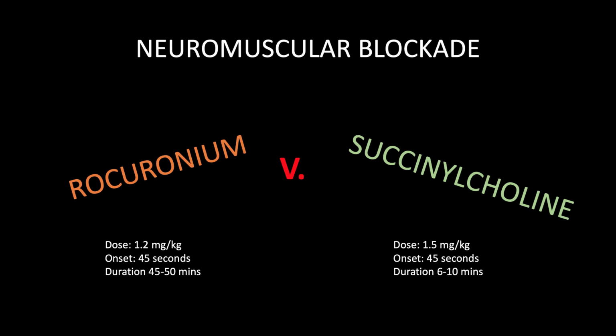The dose for rocuronium is 1.2 milligrams per kilogram, and its onset is 45 seconds. Rocuronium lasts for 45 to 50 minutes. Succinylcholine's dose is 1.5 milligrams per kilogram. Again, its onset is 45 seconds, but it's a much shorter duration, 6 to 10 minutes.